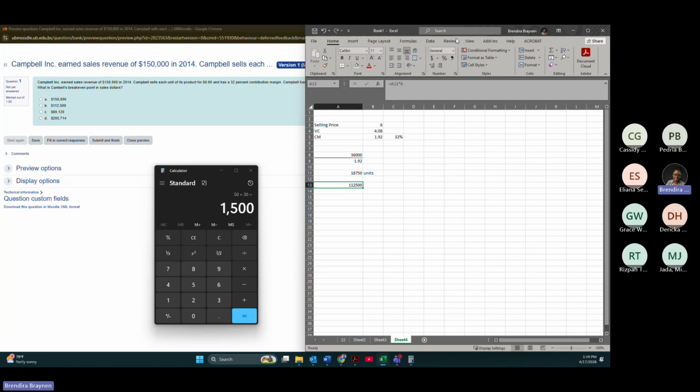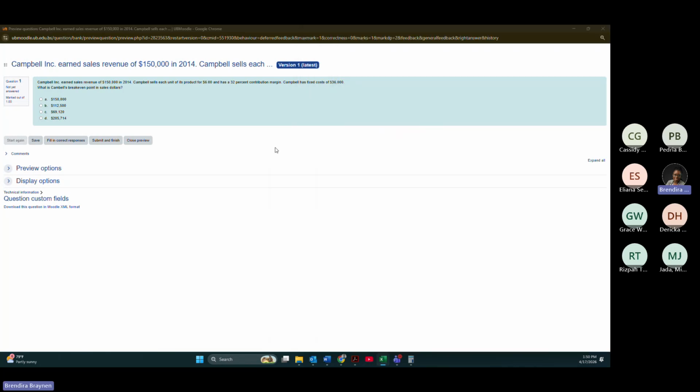Which is, I did 112,500. So this question just uses the contribution margin percentage approach. The contribution margin percentage just says that if sales is 100%, the contribution margin percentage is the difference between sales and variable cost from a percentage point of view. So that's what that's referring to. It's slightly different from what we've already seen. So that's 10.